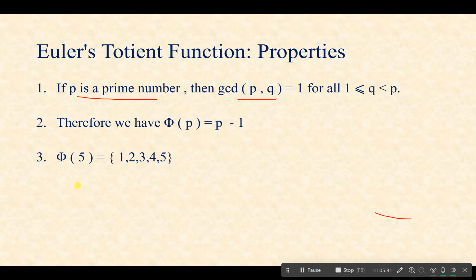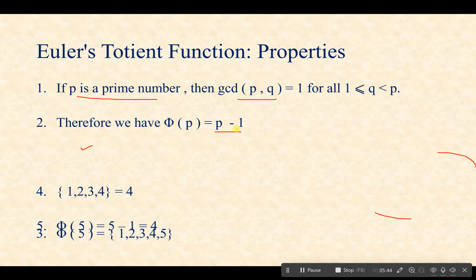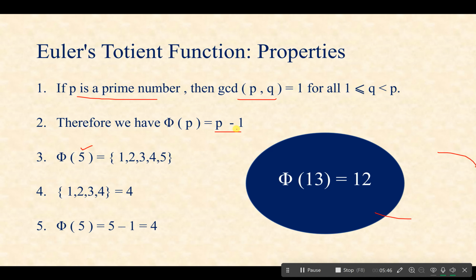For example, since 5 is a prime, we can simply write phi of 5 is equal to 5 minus 1. That is 4. Now, again, if you apply the same thing, see 13 is a prime number. So if you apply this formula, phi of 13 is equal to 13 minus 1, so we get 12.